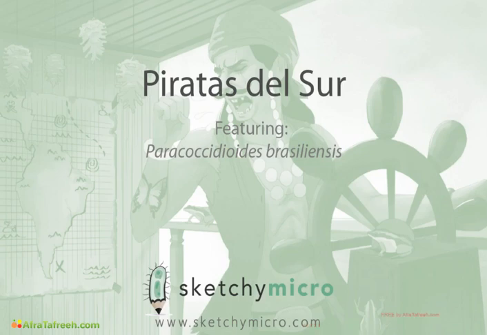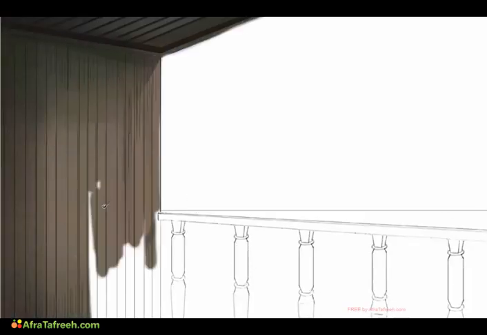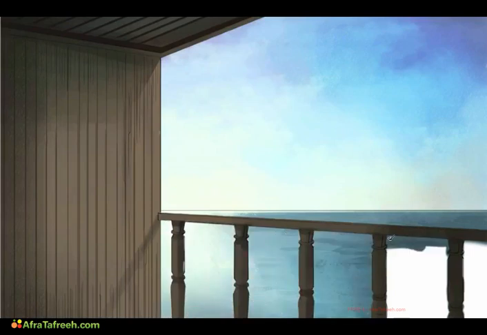Just saying the name Paracoccidioides makes me think of parrots or pirates, and thus the theme of the drawing is going to be about pirates. But don't worry, it's very different from the pirate scene of chlamydia, and hopefully you won't get them confused. We'll call this drawing Piratas del Sur, Spanish for Pirates of the South, which will help clue you in on the geographical distribution of the illness.